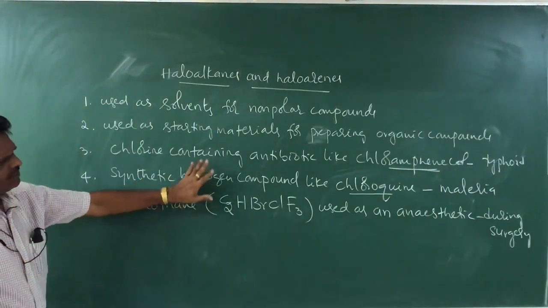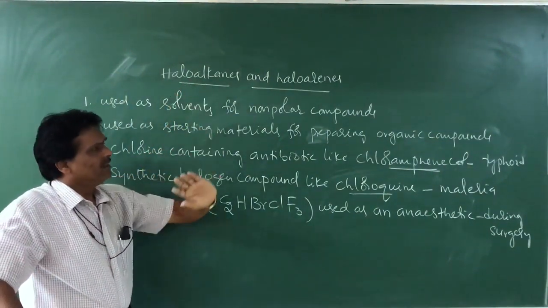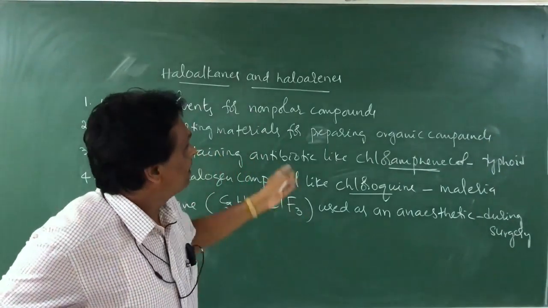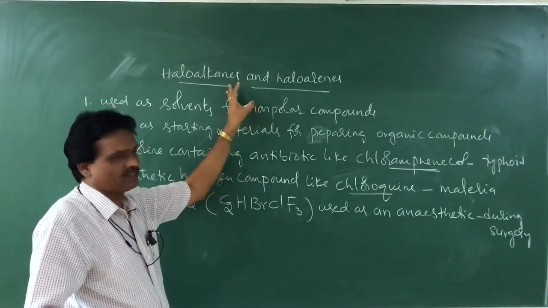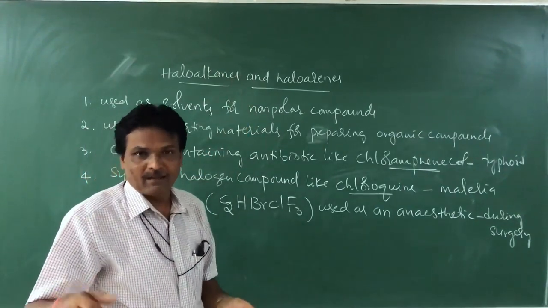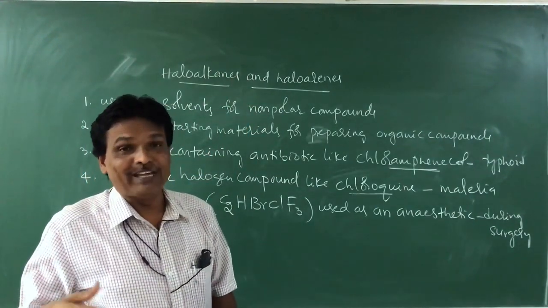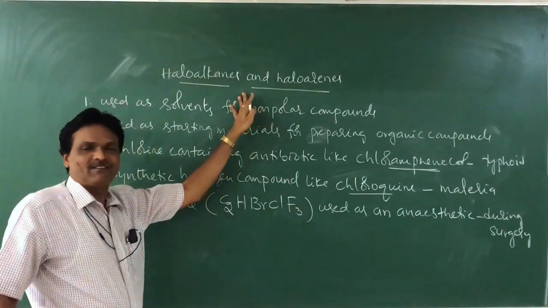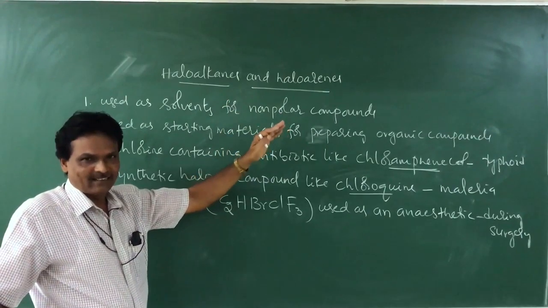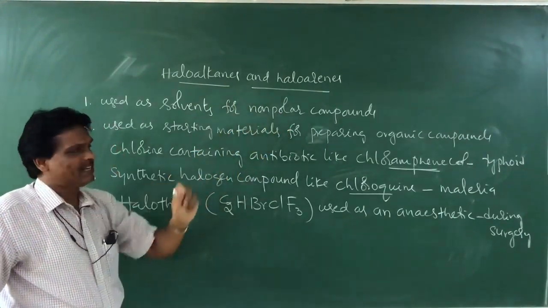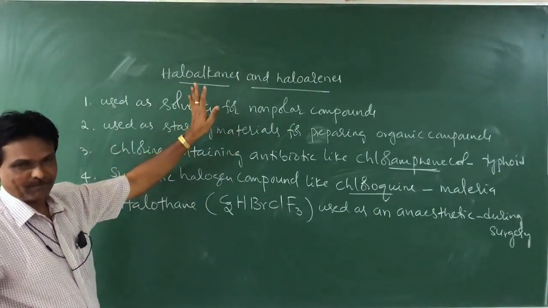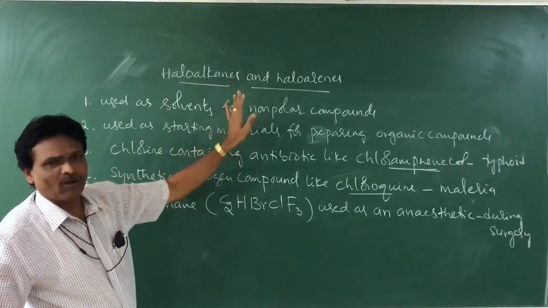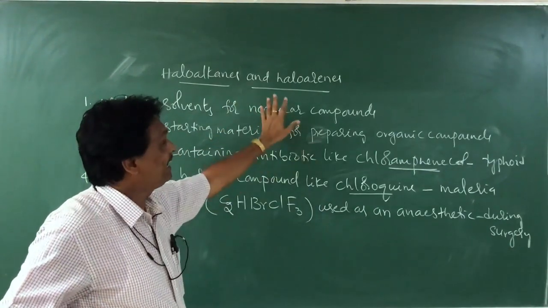Then in addition to these applications, the halogenated hydrocarbons are used particularly in the polymer industry. Vinyl chloride, allyl chloride, vinyl cyanide and so on are used in the manufacture of polymers. So in the polymer industry also, haloalkanes are used. These are the applications of haloalkanes and haloarenes.